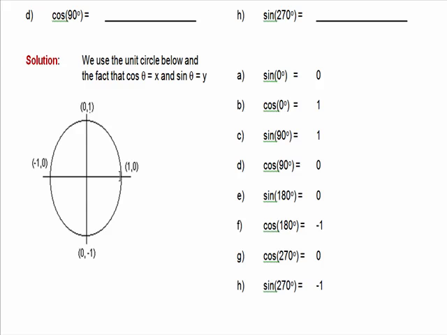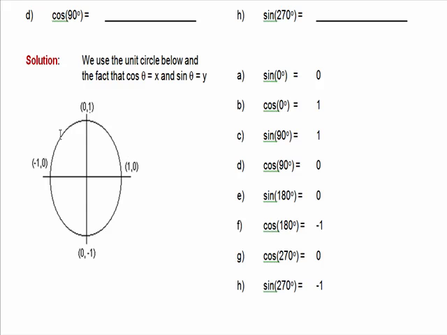Sine of 0, well, here we said is 0 degrees. Sine is the y value, so sine of 0 degrees is 0. Cosine of 0 degrees would be the x value, so that's 1. Sine of 90, so here's 90, is the point 0, 1. So sine of 90 is 1, that's the y value. Cosine of 90 is 0.